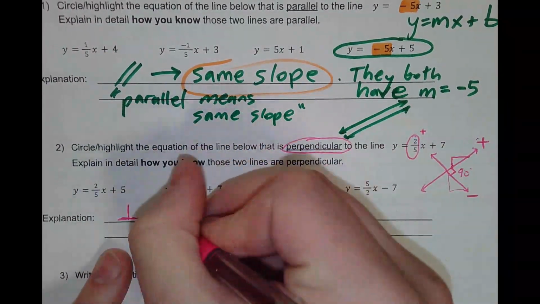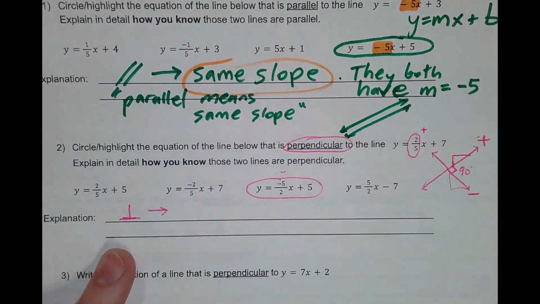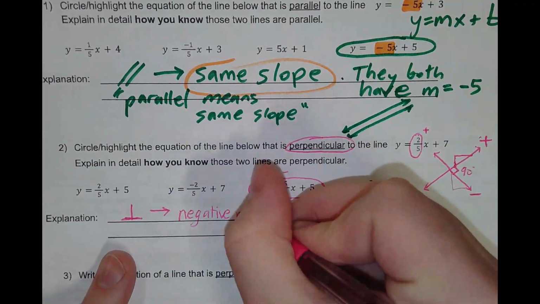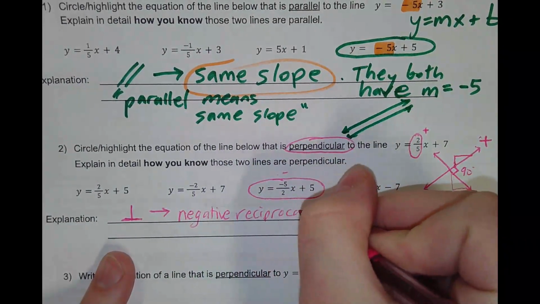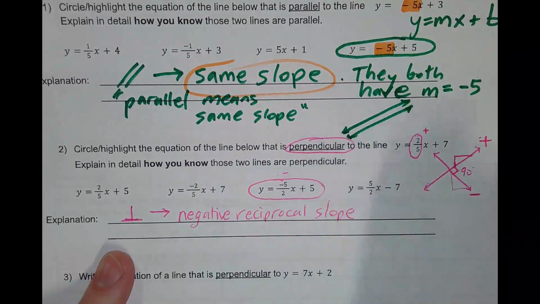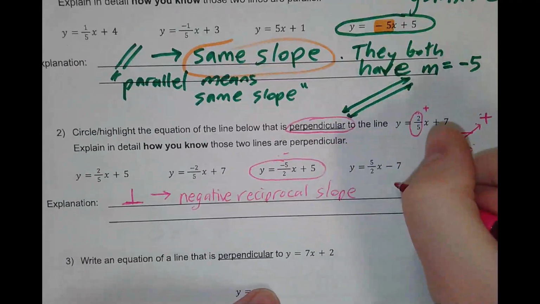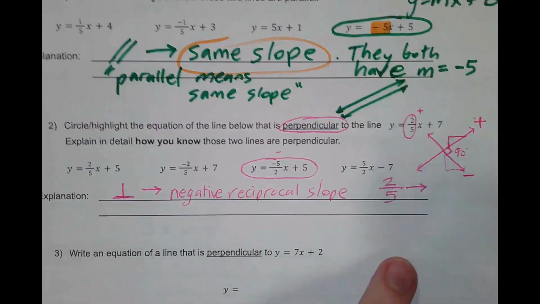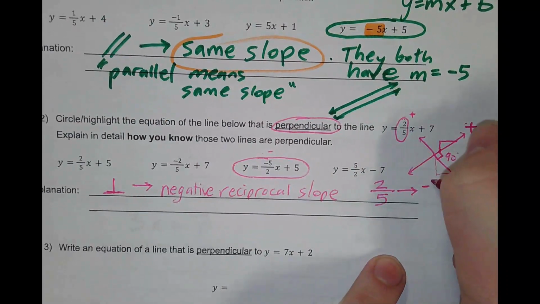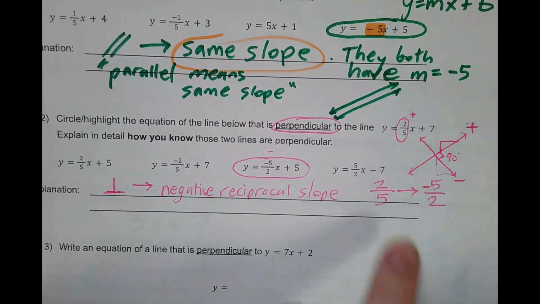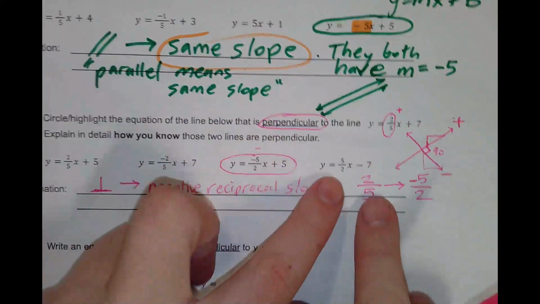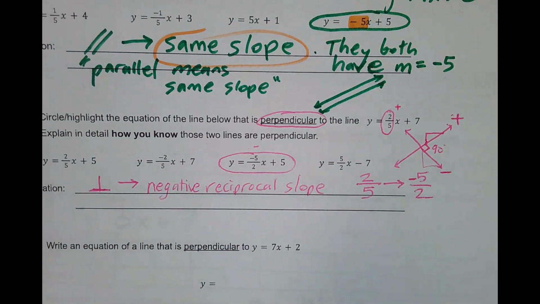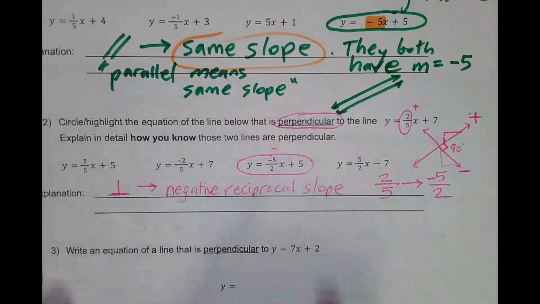Perpendicular means negative reciprocal slope. So if I said 2/5, then I need to flip it and also make it negative. So any number that I give you, you should be able to flip it and also switch it. I call it flip it and switch it for perpendicular.